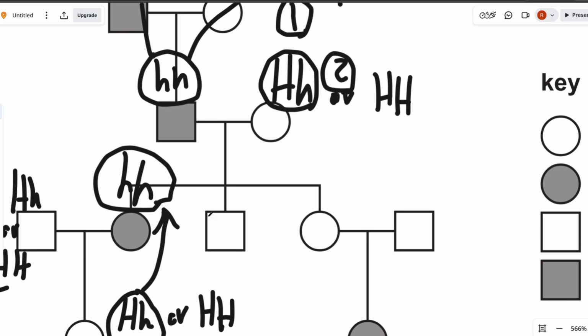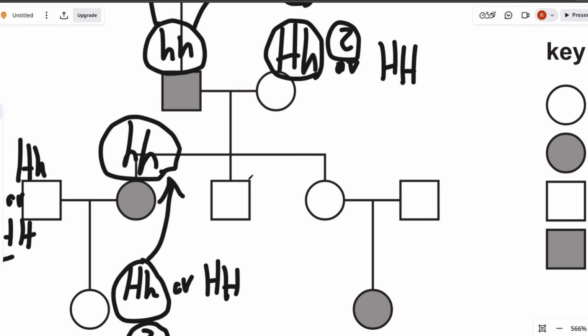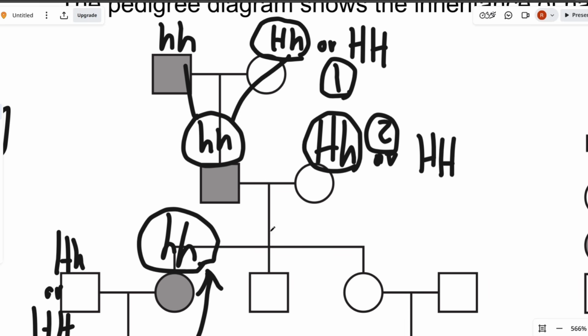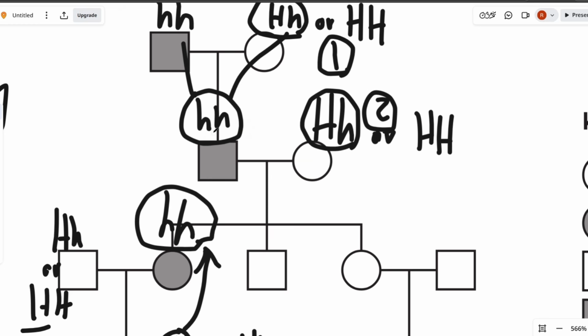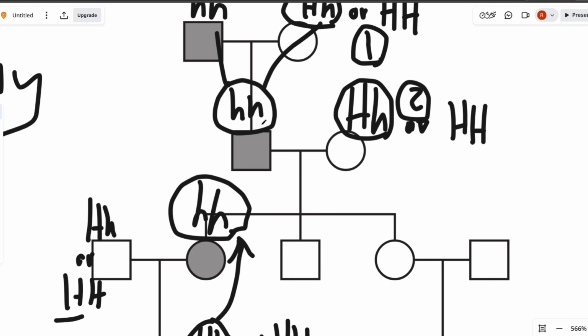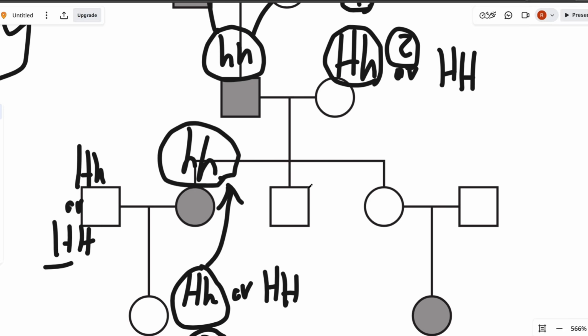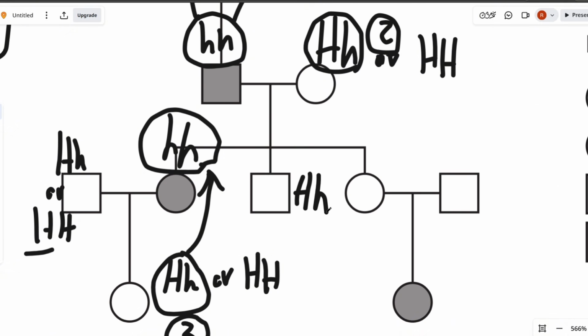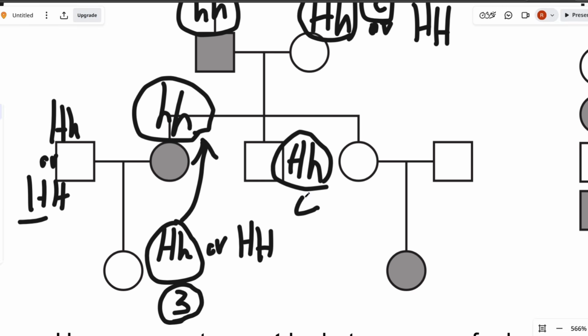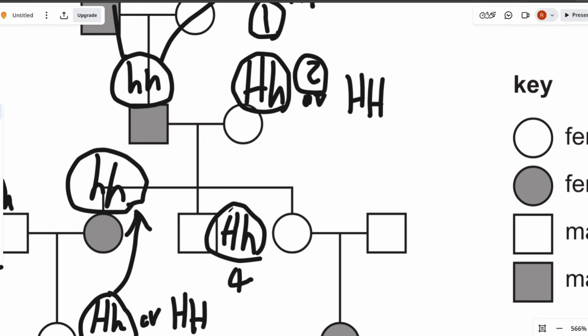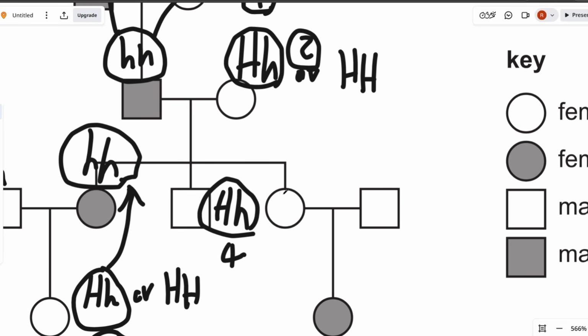Okay, let's move on to the second son. The son has long hair, and he is a male. The parents are H capital, H small, and H small, H small. Since the mother, same situation as here, is H small, H small, their son must be an H capital, H small. So this is the fourth confirmed member. And since this is also the case, and this is their daughter, then this is the fifth confirmed member, the fifth H capital, H small.